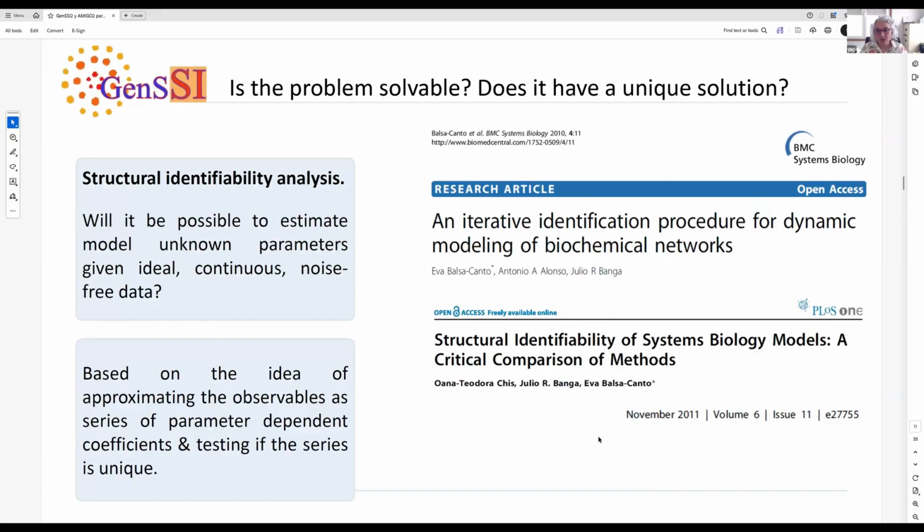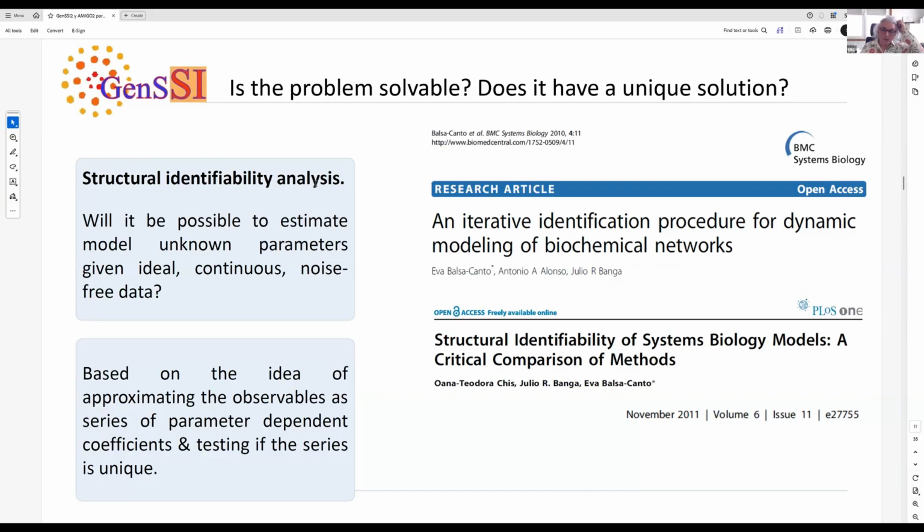So the first question we need to address here, and you might wonder, for example, in the circadian rhythm, is it possible out of 2 observables to estimate all those parameters? So GenSSI is the tool for that. GenSSI will try to answer the question, is the problem solvable in the first place? So does it have a unique solution? And for doing so, we only need to know the model equations, what is measured, so the observables, and if you have more than one experiment.